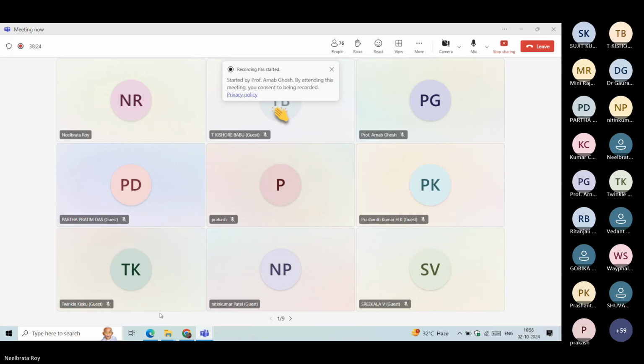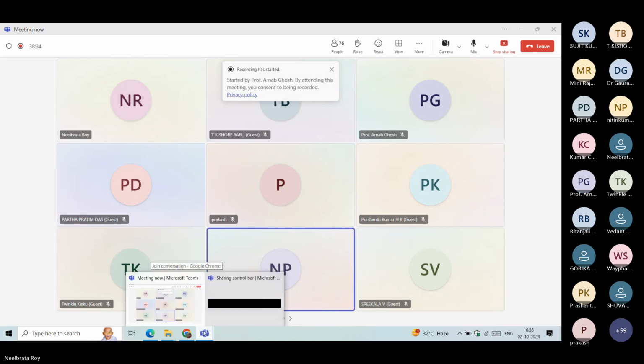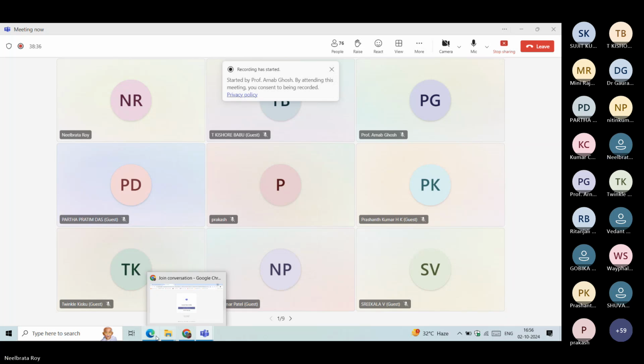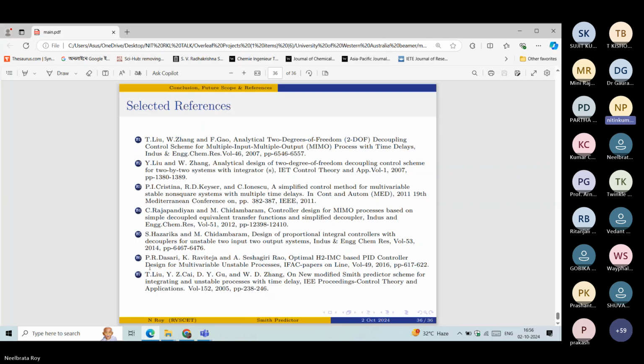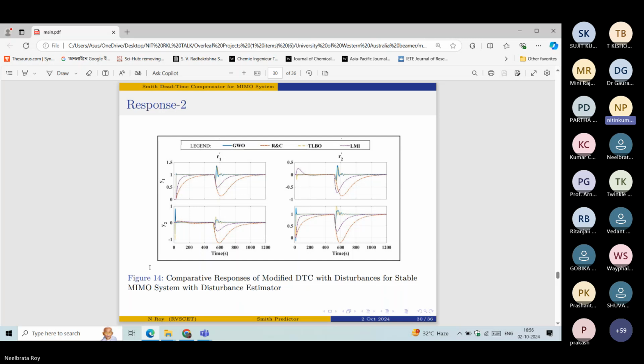Hello, sir, I have one question. Yes, please. Sir, all these controllers are applicable for linear systems only, right? Yes, sir. Okay. So what is the future of linear systems in terms of research?